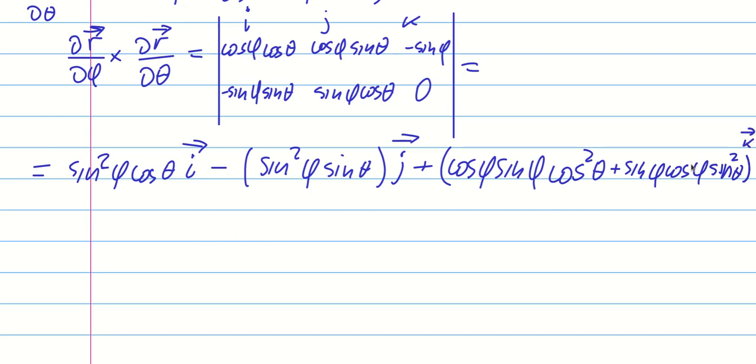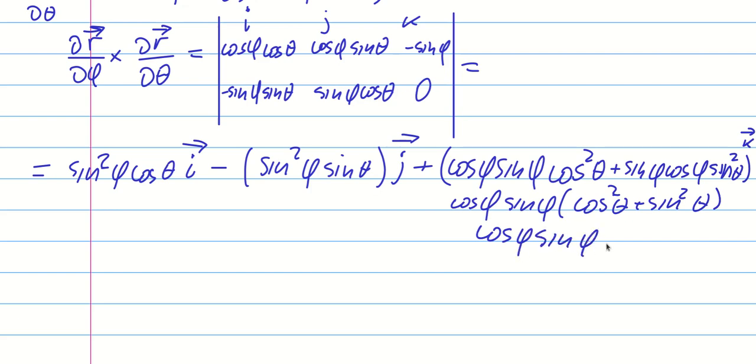Alright, let's try to simplify this expression over here. We have cosine and sine and cosine, so we can factor it out: cosine, sine, and we have cosine squared of theta plus sine squared of theta, which is 1. So this term is just cosine of phi sine of phi k. Alright, so this is a term that we're going to use.